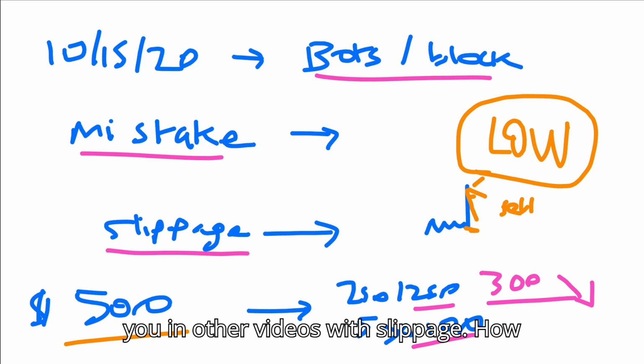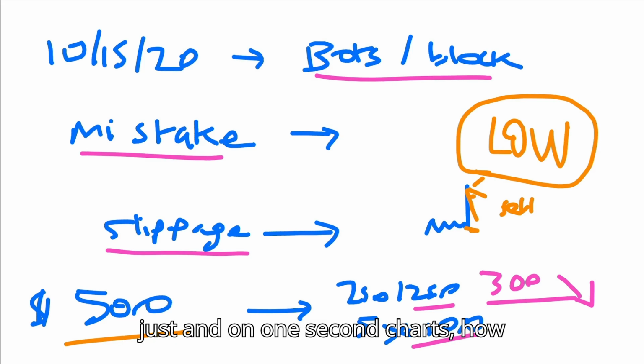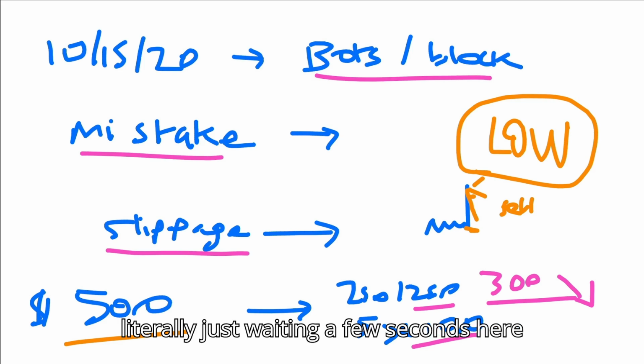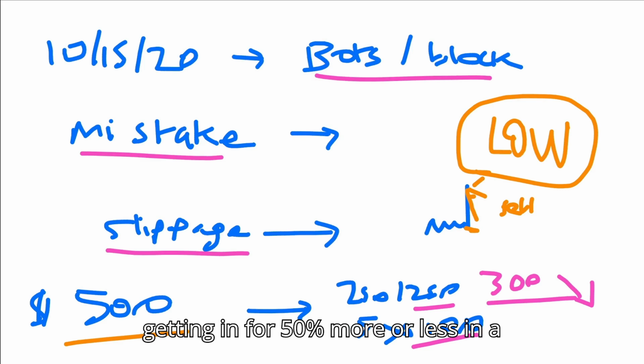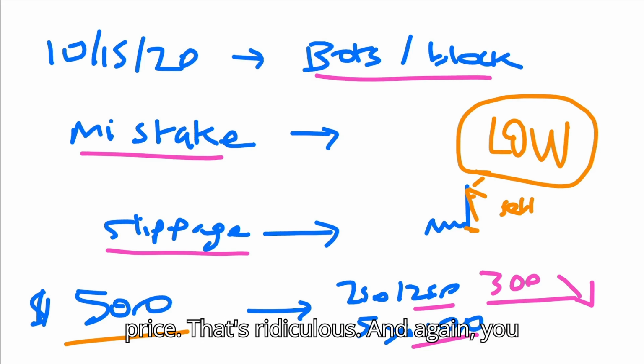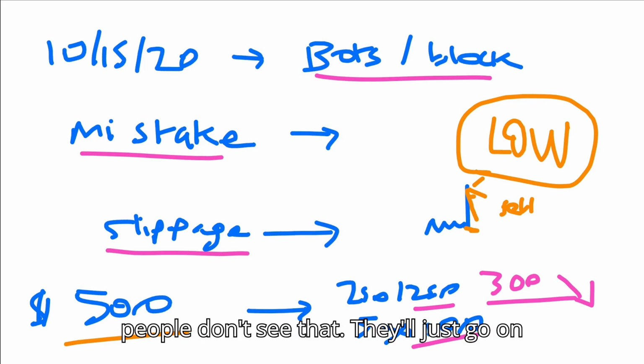I've showed you in other videos with slippage, on 1 second charts, how literally just waiting a few seconds here or there, you could be the difference of getting in for 50% more or less in a price. That's ridiculous. And again, you people don't see that.